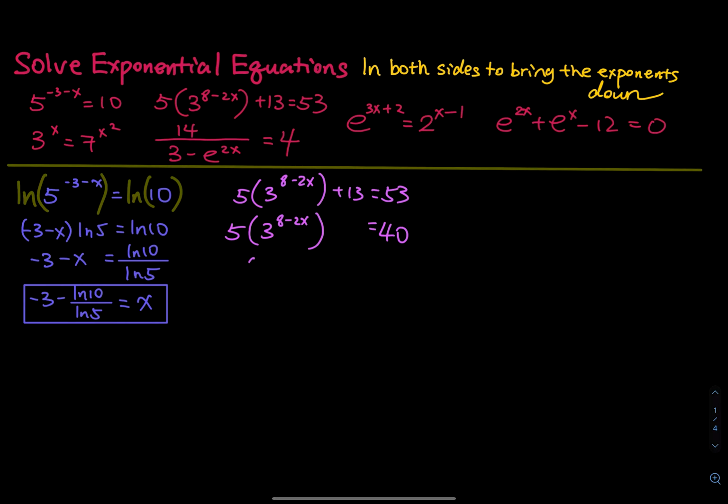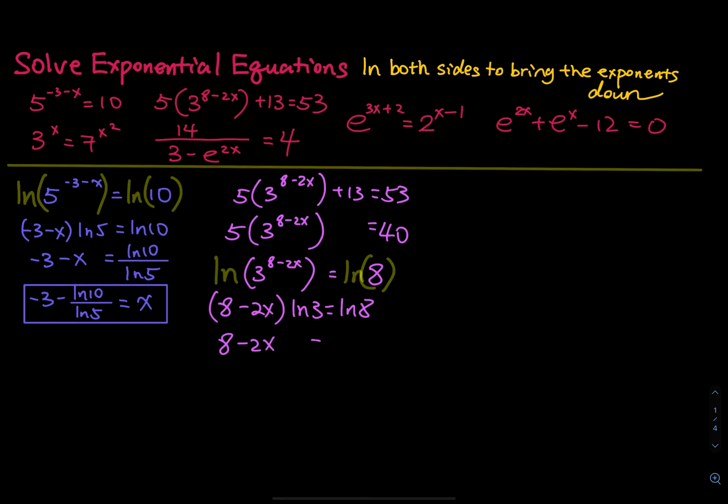So you have 3 to the (8 - 2x). That is 40 divided by 5, that equals 8. So now you have this on one side. Now is a good opportunity to ln both sides, and then carry the exponent down. So you have (8 - 2x), carry it down, ln 3 equals ln 8. Divide both sides by ln 3. You have 8 minus 2x equals ln 8 divided by ln 3.